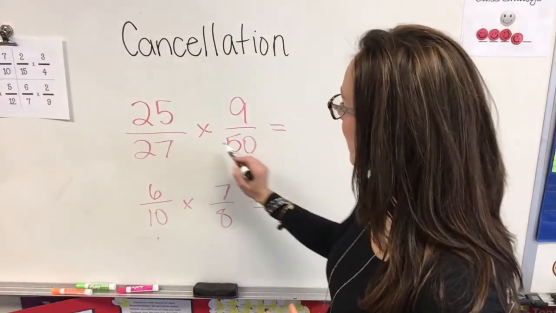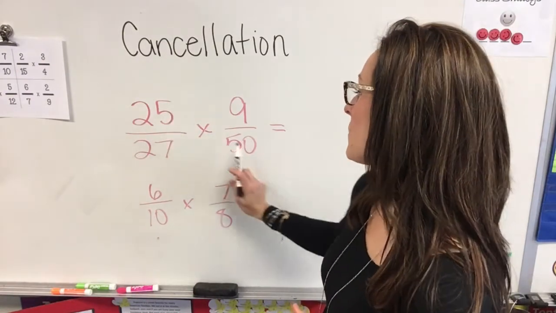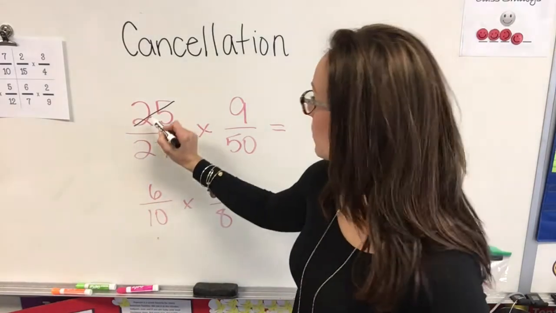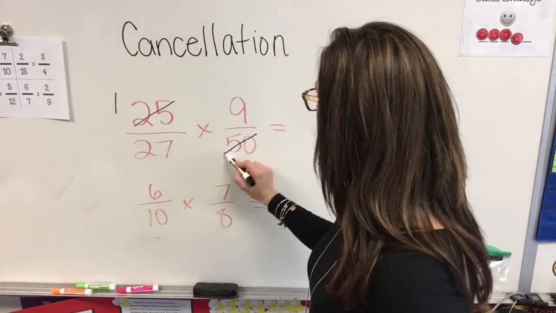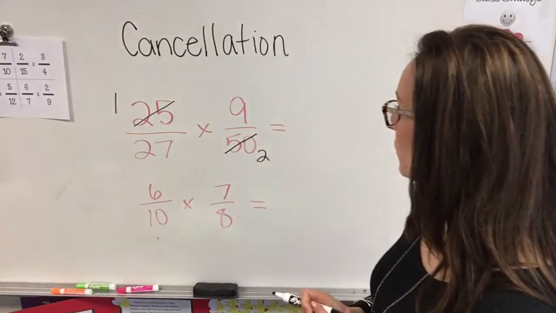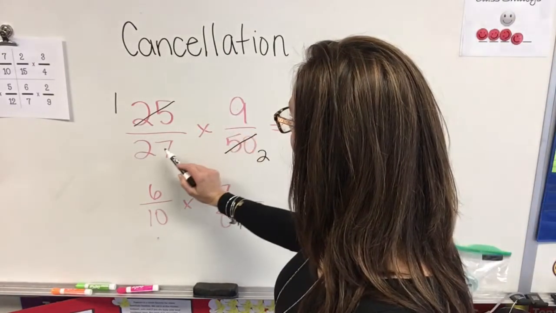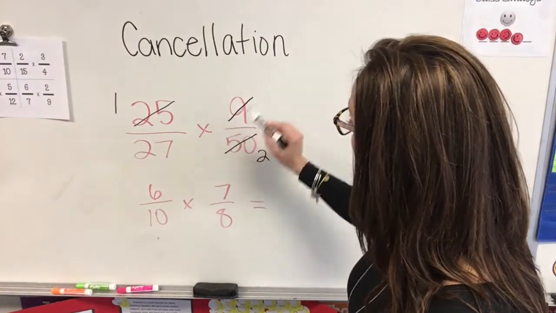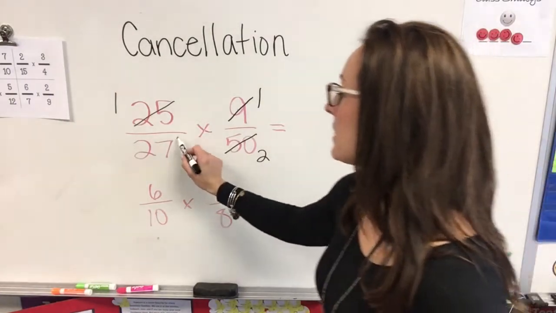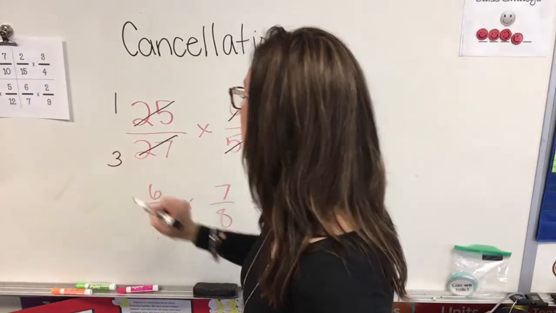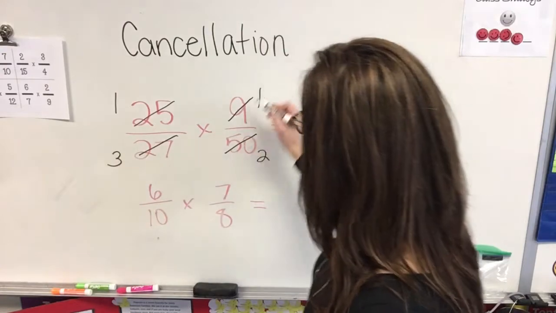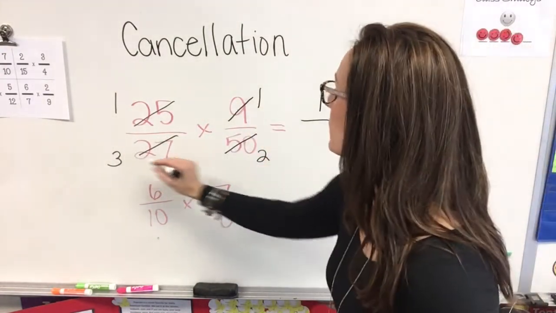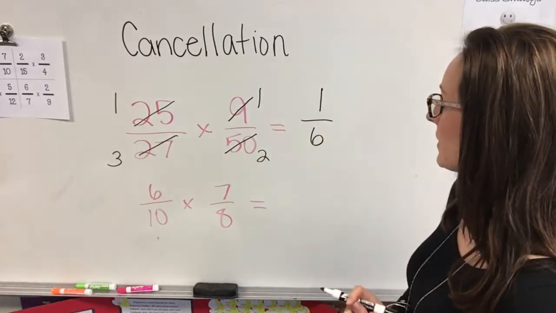So if I take 25 and 50, I know that 25 goes into 50 2 times. So that's automatically my greatest common factor. 25 divided by 25 is 1, and 50 divided by 25 is 2. Now I have 9 and 27, and of course 9 goes into 27 evenly, so that's my greatest common factor. 9 divided by 9 is 1, and 27 divided by 9 is 3. So I have 1/3 times 1/2. Well, 1 times 1 is 1, and 3 times 2 is 6.